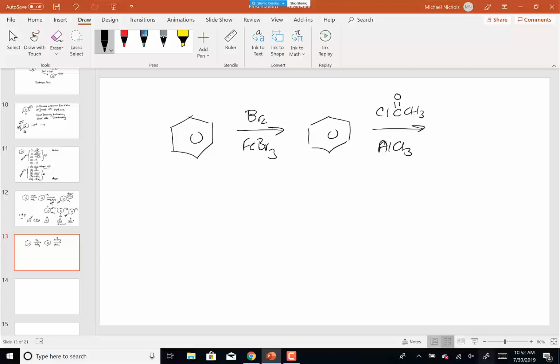So remember, if something is ortho and para directing, you're going to write both products, both the ortho and the para products.